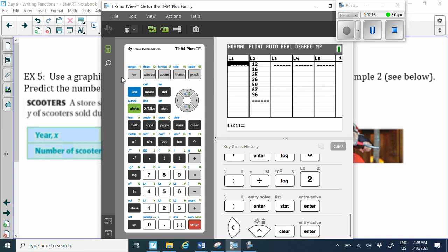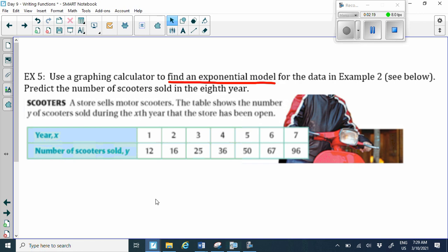Now I'm going to plug in my numbers. L1 will always be your X values, so here that represents our years. L2 is always going to be the Y values. You need to write that down in your notes. Another way of thinking about it is that if you have horizontal tables, L1 is always at the top and L2 at the bottom. If they're vertical, L1 is on the left-hand side to represent X, and L2 is on the right-hand side.